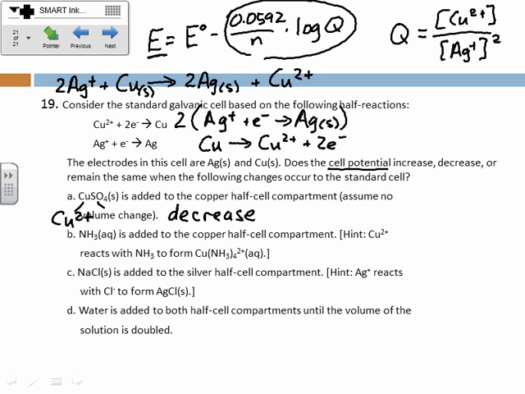All right, next one, the NH3 is added to the copper half cell compartment, and they give you a nice hint here. What that's actually going to do is take some of the copper 2+ out of the solution, okay? So if that happens, what does that do to Q? It's going to decrease it, right? So that does the exact opposite of what we were just talking about. Since it decreases it, that makes this whole expression smaller. Okay, that's going to actually cause our E to increase a little bit from what it was.